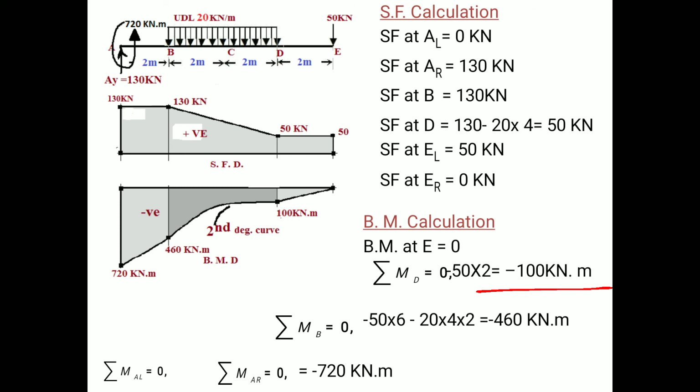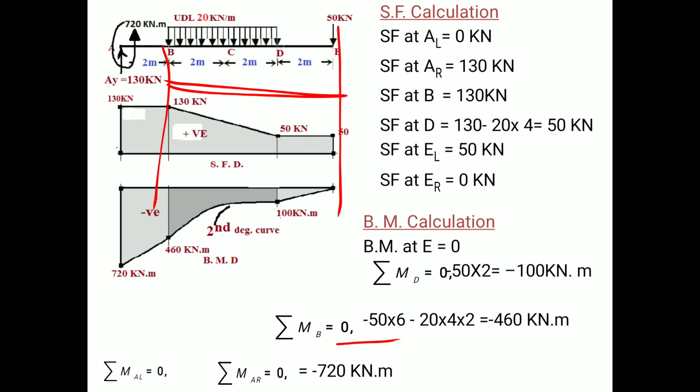Now we are going to calculate bending moment at point B. Minus 50 into 6, as this perpendicular distance is 6. Therefore, it will become minus 50 into 6. Now, for the second one, the UDL has to be converted into a point load and the perpendicular distance is 2. Therefore, it will become minus 20 into 4 into 2. On solving this equation, we have bending moment at B equal to minus 460 kilonewton meter.